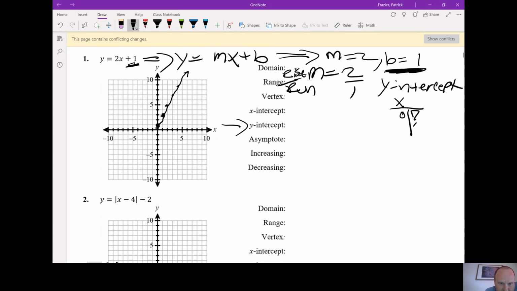And then if we went down 2 and over 1, then down 2 and over 1, down 2 and over 1, down 2 and over 1, down 2 and over 1. So now we have a line.